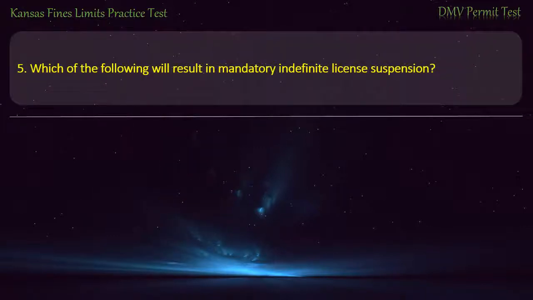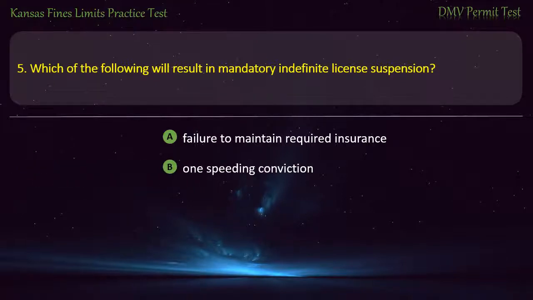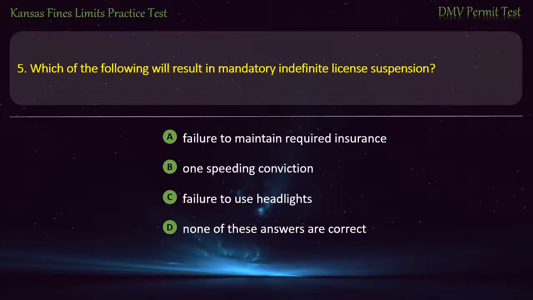Question 5. Which of the following will result in mandatory indefinite license suspension? Failure to maintain required insurance. 1 speeding conviction. Failure to use headlights. None of these answers are correct. Answer. Failure to maintain required insurance.